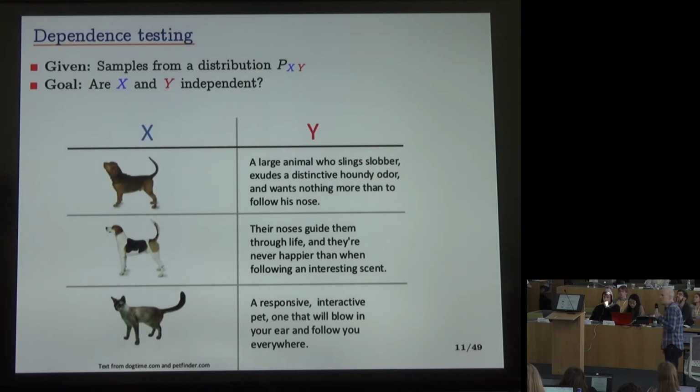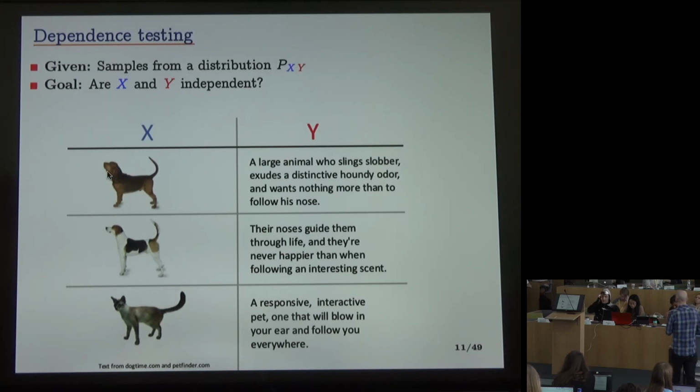Okay, so what is dependence testing? Let's say I have X and Y. So X is a picture, Y is a block of text. In this case, the block of text and the image are related. So if you know anything about dogs, if you read this text and then you look at the picture, you can see that the text and the picture are dependent on each other. The text describes the picture.